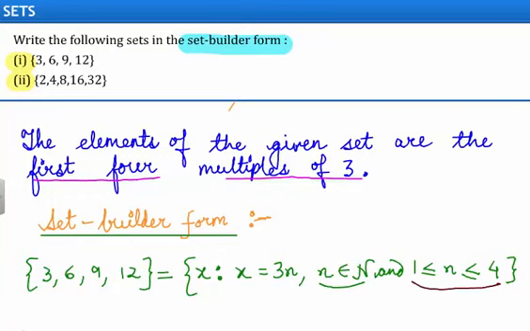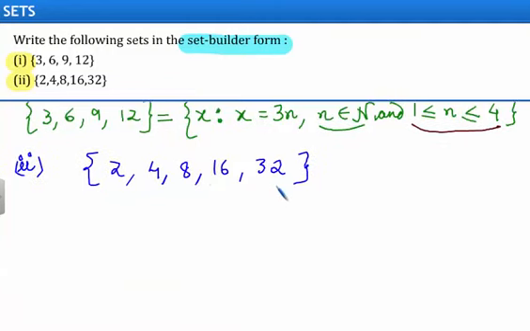The next set given to us is {2, 4, 8, 16, 32}. Now let us observe the elements of this set. So 2 is equal to 2 to the power of 1. 4 is equal to 2 to the power of 2. Then we have 8. 8 is equal to 2 to the power of 3.